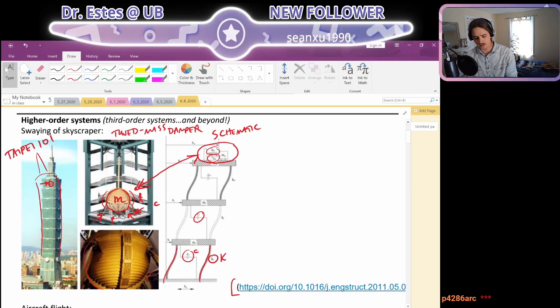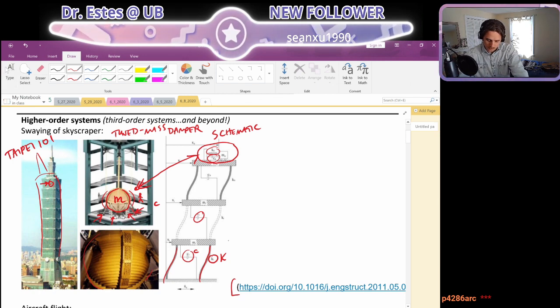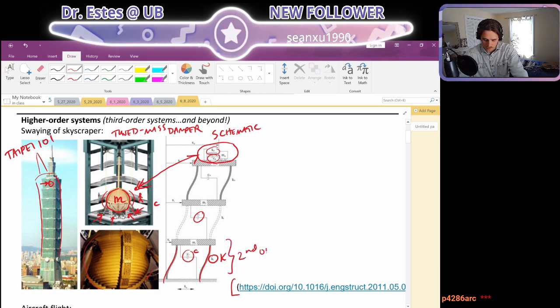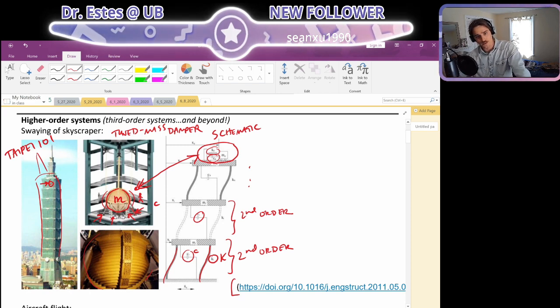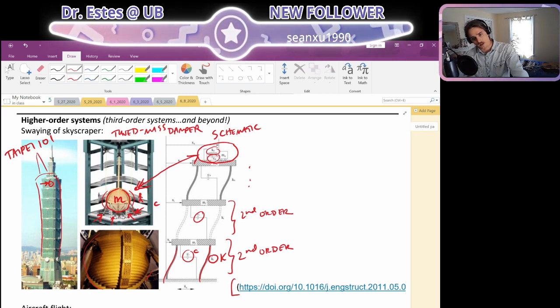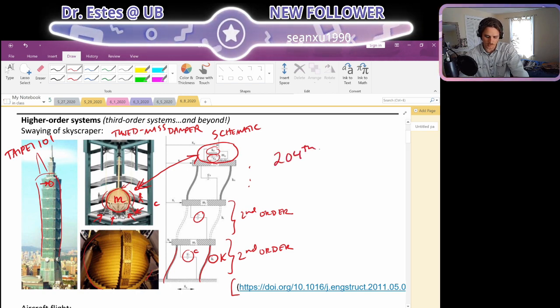And this is a higher order system because each floor is a second order system, and when you add another floor, it adds another second order system, and so on and so forth. So you do the math. If this is 101 stories, that's 101 second order systems. So that's basically a 200th order system. And this damper adds another spring mass system. So we're looking at what, like a 204th order system.